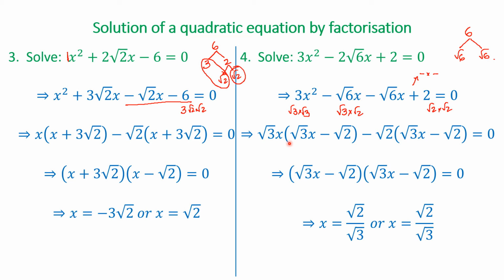Let's check again. Root 3x into root 3x will give you 3x squared. Root 3x into minus root 2 will give you minus root 6x. Minus root 2 into root 3x will give you minus root 6x, and this minus will become plus over here. Root 2 into root 2 will become 2 is equal to 0. For this, the bracket comes out common, root 3x minus root 2, and I am left with in the next bracket root 3x minus root 2 is equal to 0, and therefore x is equal to root 2 by root 3, and from here you will get x is equal to root 2 by root 3.